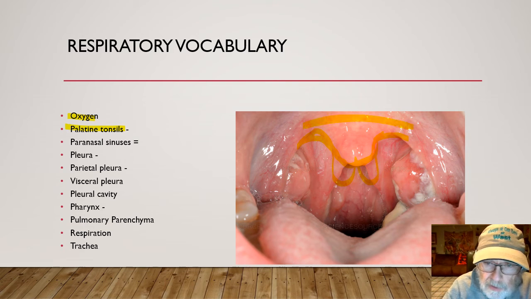But this area up in here is called the soft palate. And right here, there's a band of tissue that comes this way.